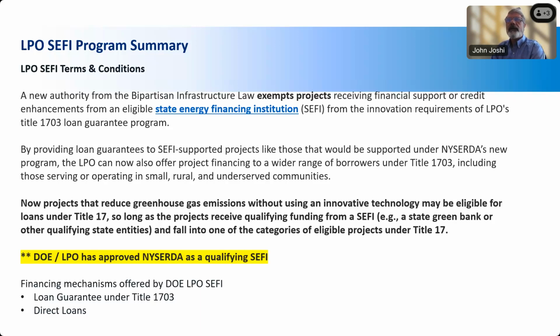The goal of the SEFI program is to have broader uptake across the states, so states can participate and work with local projects and a broader distributed platform. Entities like state green banks and other qualifying entities qualify as a SEFI, and NYSERDA has gotten approval that we are a qualifying SEFI that can participate in a structure that you may present to LPO for guarantee. This allows you to get the innovation waiver. Next slide, please.